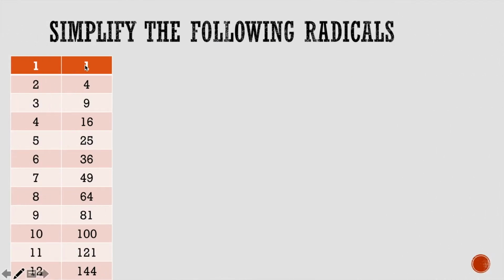Okay, first thing I want to discuss is our list of perfect squares. So 1 squared is 1, 2 squared is 4, 3 squared is 9, and so on. All these numbers down in the right hand column are our perfect squares up to 144.